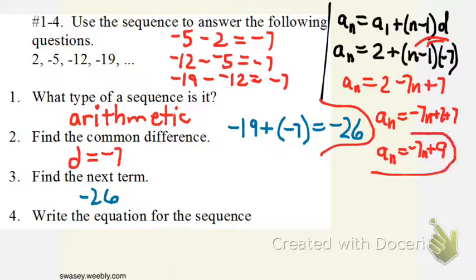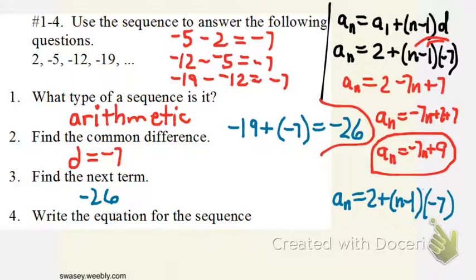And so that's what you can write for number 4 for the equation for the sequence. Either that, or again, if it's short answer, you could also say a sub n equals 2 plus n minus 1 times negative 7. So be comfortable in either form.